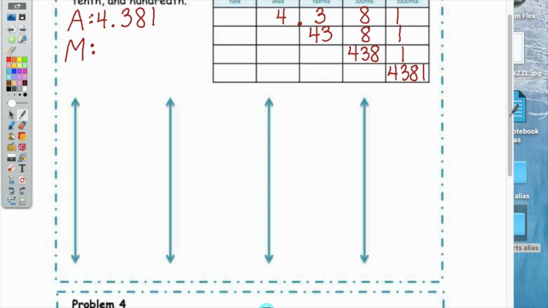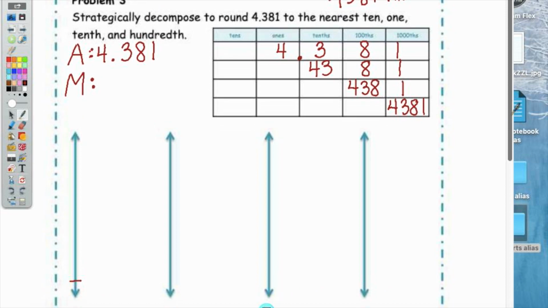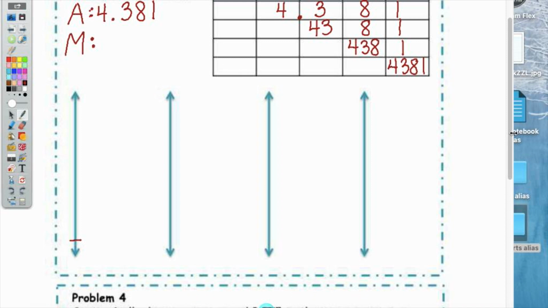What does it help me figure out on this vertical number line? What I put on the bottom. Very good. Okay. Let's figure out what we're rounding to. It says the nearest 10, 1, 10th, and 100th. So up above, just write those words.